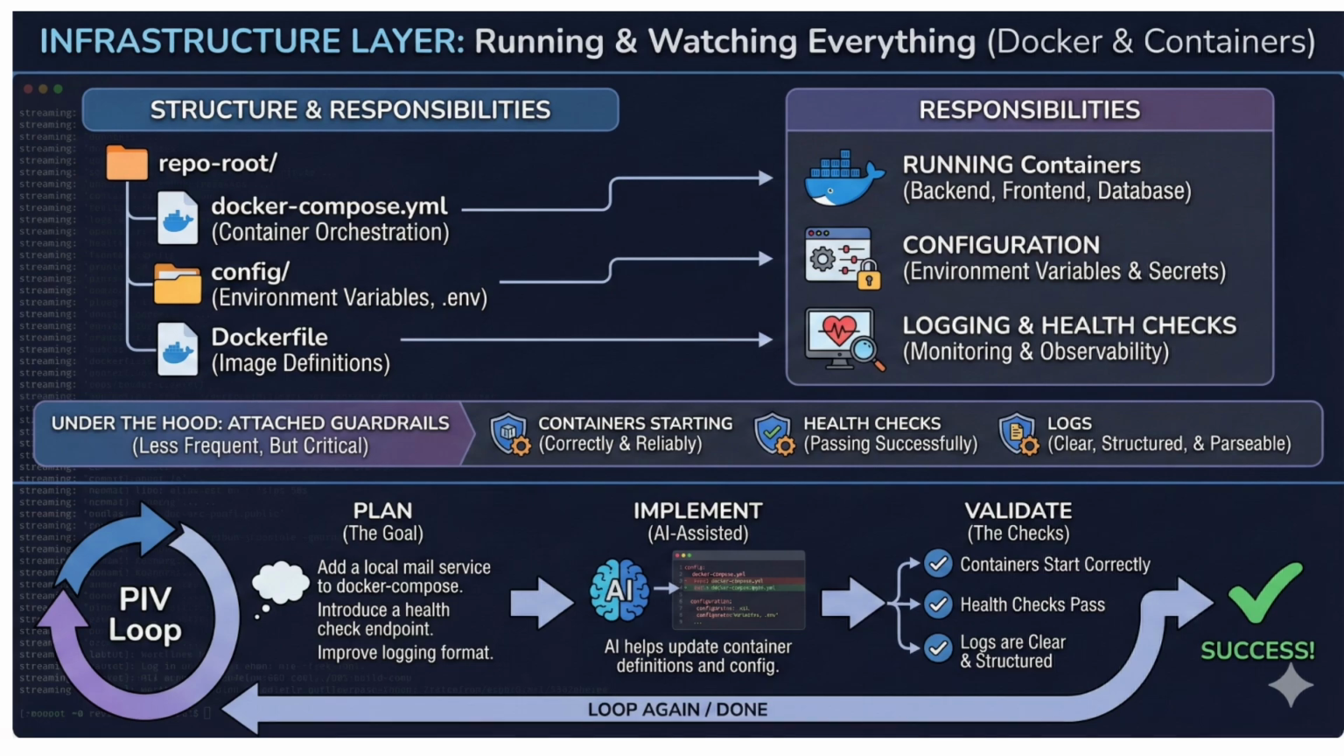Add a local mail service to Docker Compose. Introduce a health check endpoint. Improve logging formats so errors are easier to parse. The guardrails here are: containers starting correctly, health checks passing, logs being clear and structured.